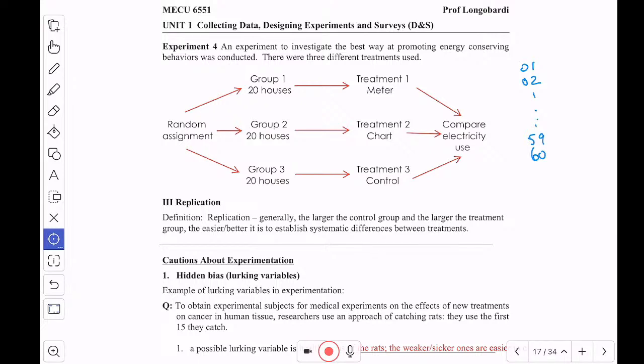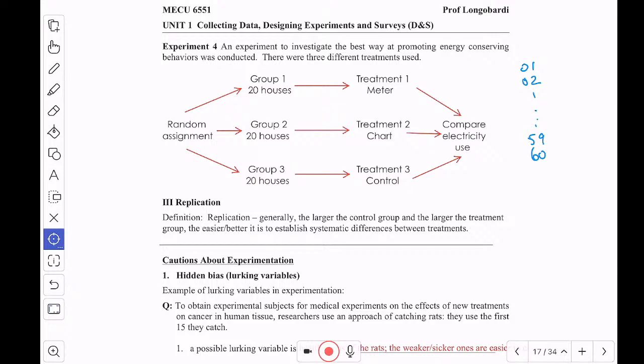Okay, so finally, the third R is replication. And I mentioned you see there's 20 in each. Determining how many in each group is a matter for statisticians to sort out based on what they believe about the variation, in this case, of energy consumption. But in general, the idea of replication is to have just larger groups, right?